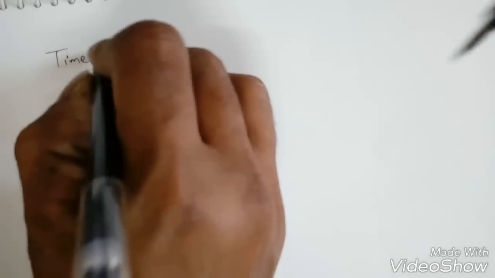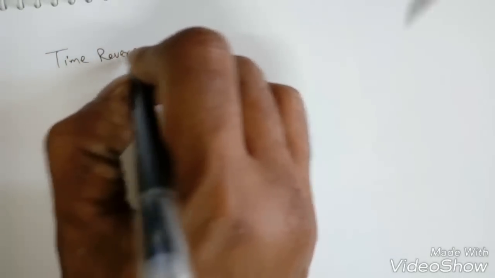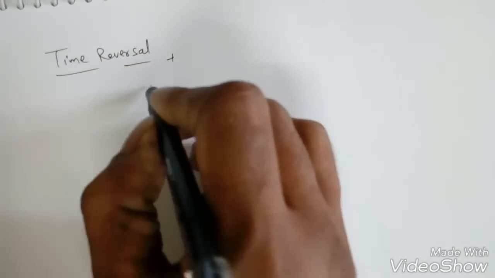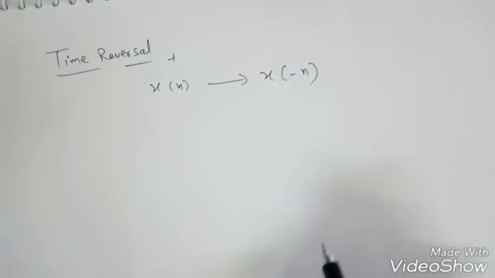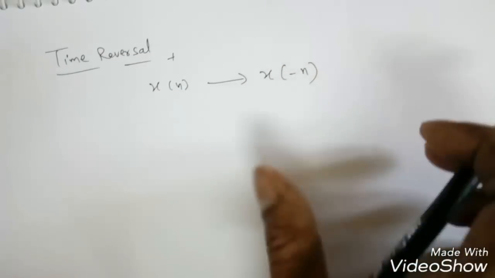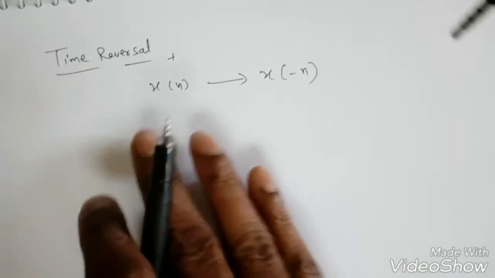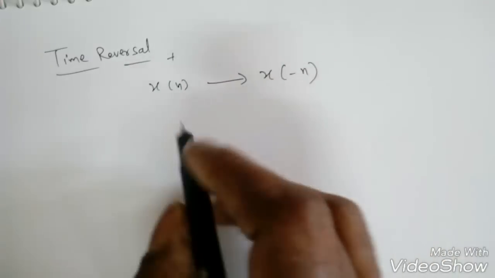So time reversal is like folding the sequence. Suppose x of n is there, then the time reversal is x of minus n. That means the positive side sequences will come to the negative side, and the negative side sequences will come to the positive side.